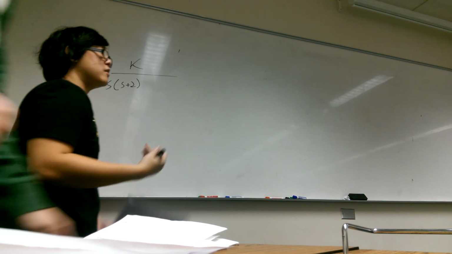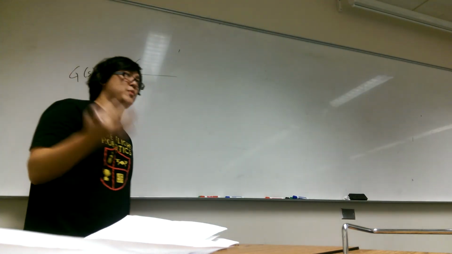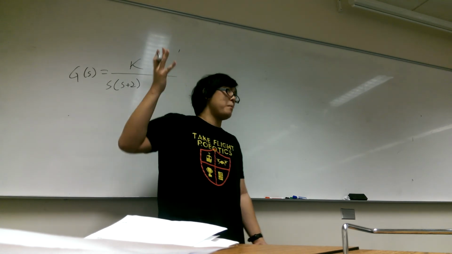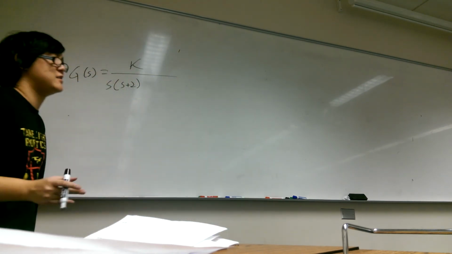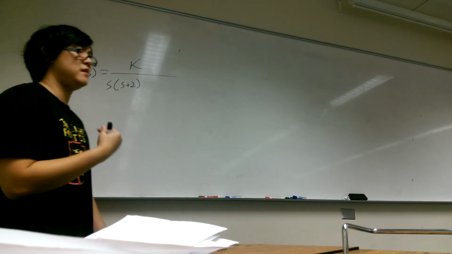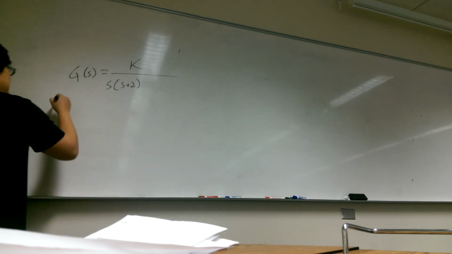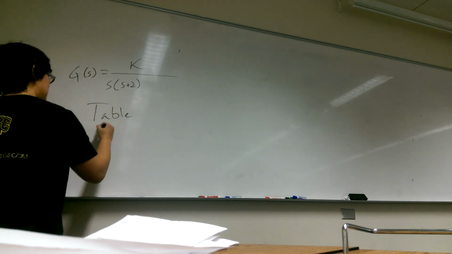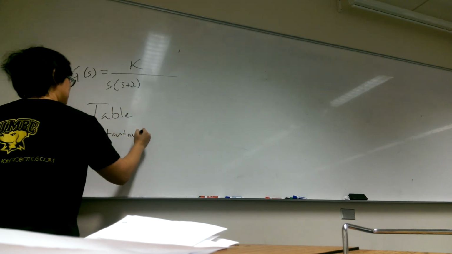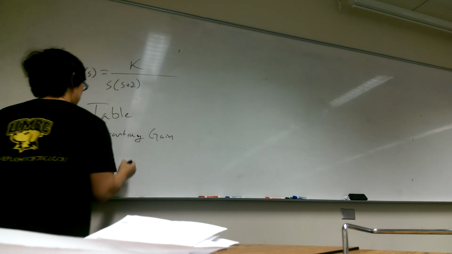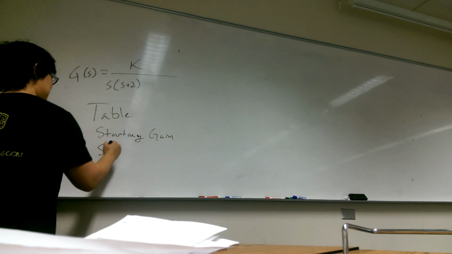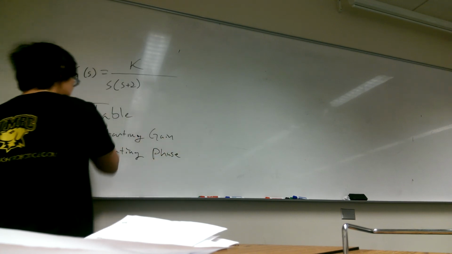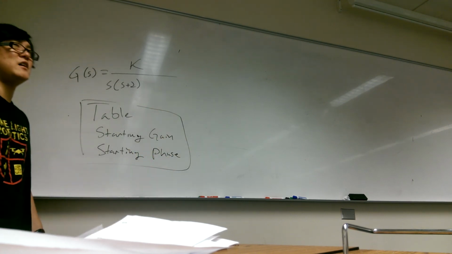So I care more. Okay, so if you get the plot kind of wrong, that's okay. I'm going to show you how I draw plots. But if you get the plot kind of wrong, that's okay. What's the most important for me is, when you're doing Bode plots, what I want is the table, starting gain, and starting phase. If you get all these right and you drew the graph kind of wrong, that's okay.